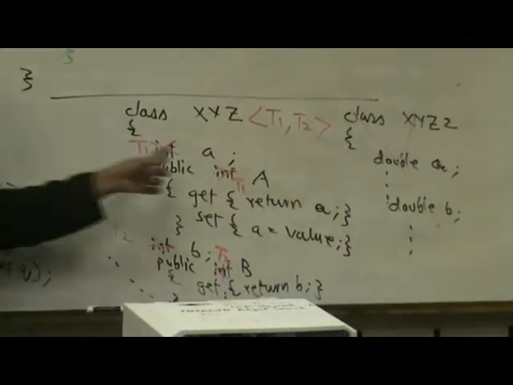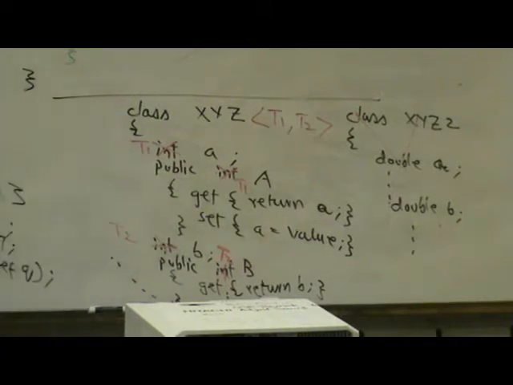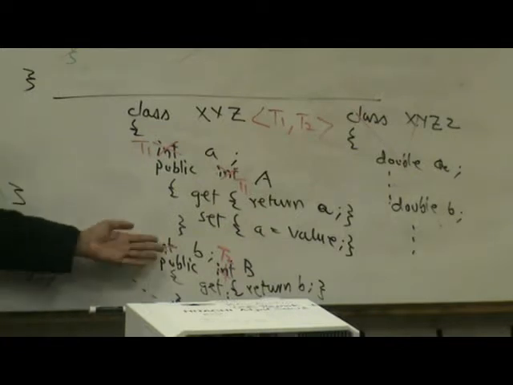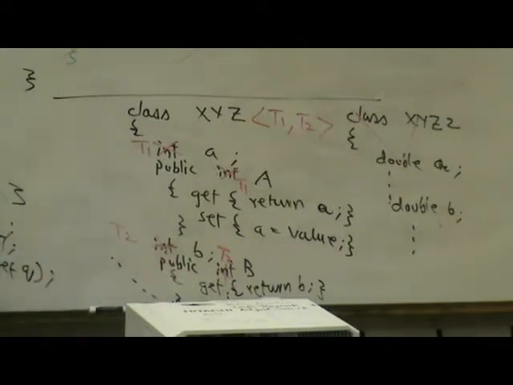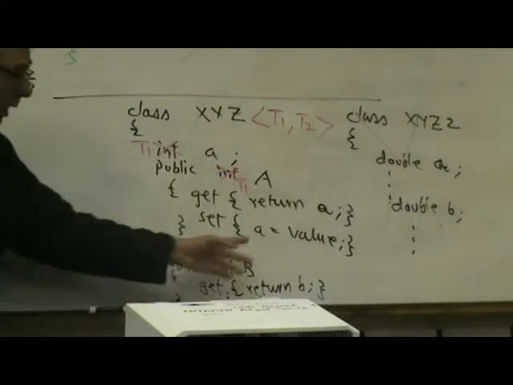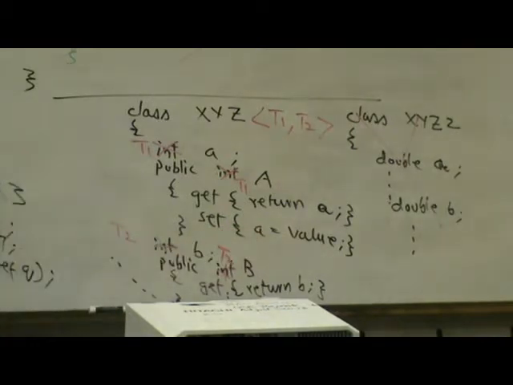If A was going to be always int, and even B is always int, so no... If B field was always going to be int and you did not want it to be a generic, then you will simply say public int B. Can't we use T1 or T1 over there?